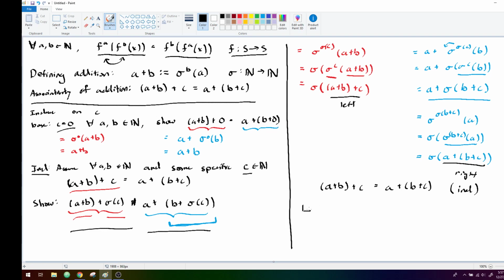But that implies that sigma of each respective expression is going to equal sigma of the other. And why is that true? Well, that's because sigma is injective. But then what we've really shown is that these two are equal to each other, and so the original expressions must have been equal as well, completing our proof that addition is therefore associative.